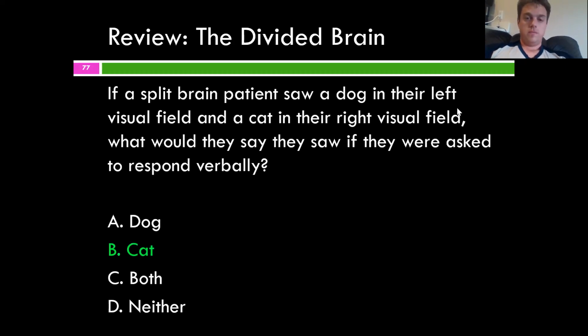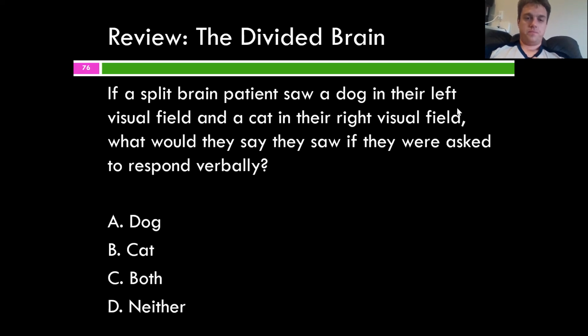Okay, so the answer is going to be cat. Let's walk through this. Remember, split brain patient, corpus callosum is severed, the left and right side can't communicate. So they're not going to say both. They're also not going to say neither because the two can more or less function independently still, as we've seen so far. So is it going to be dog or cat?